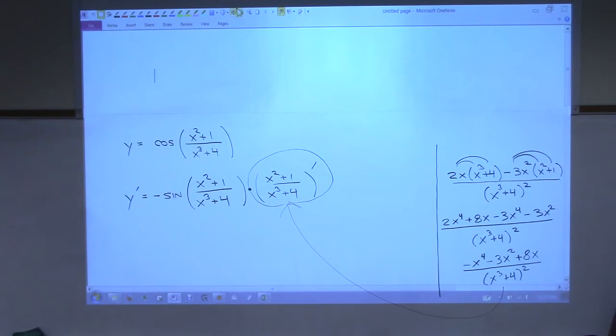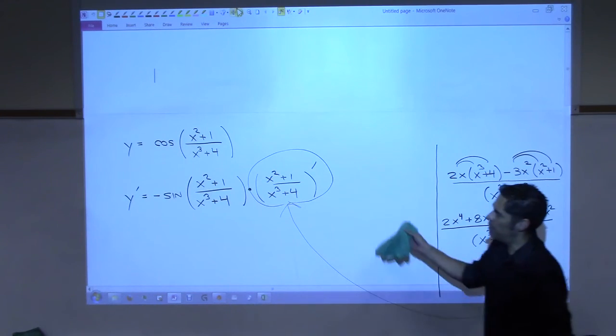Let's try a quotient rule that has a chain rule in it. The last one was a chain rule with a quotient in it, right? I'm going to give you a quotient rule with a chain rule in it. So how about this one?